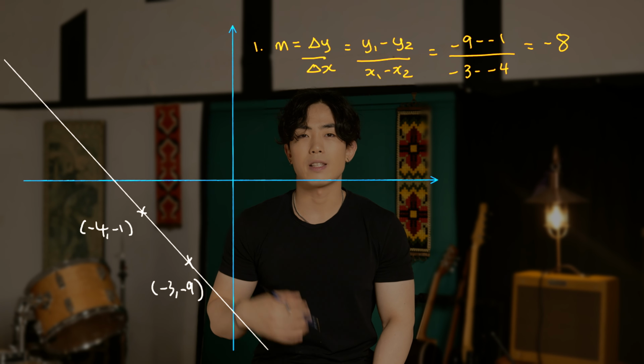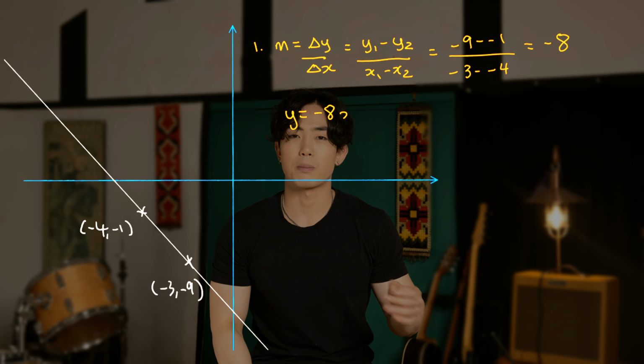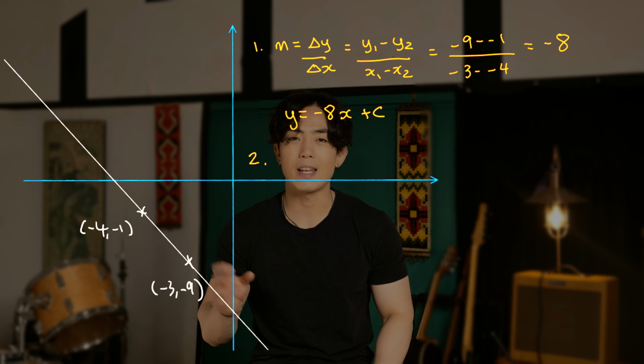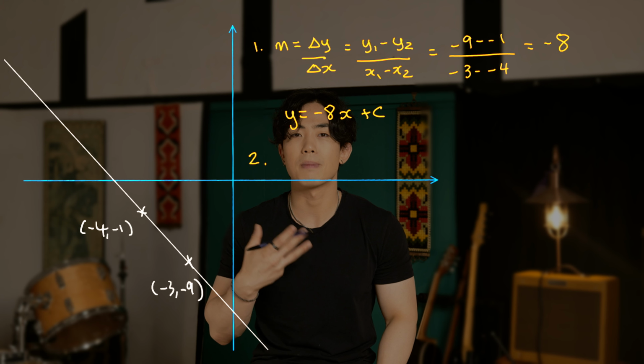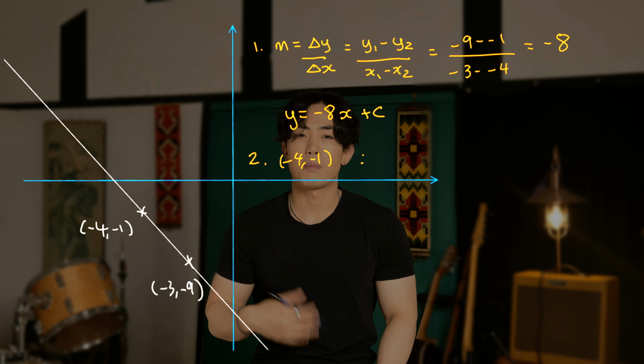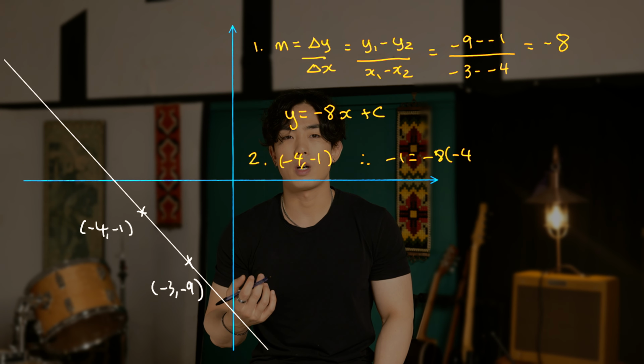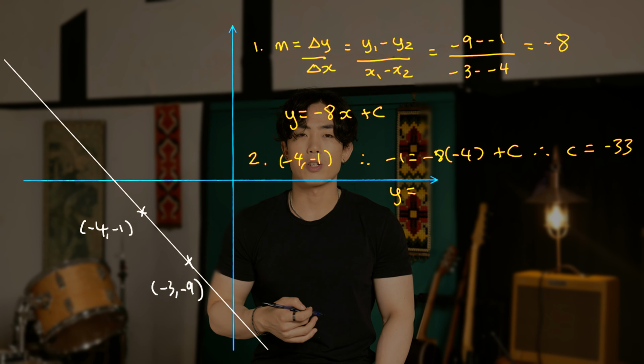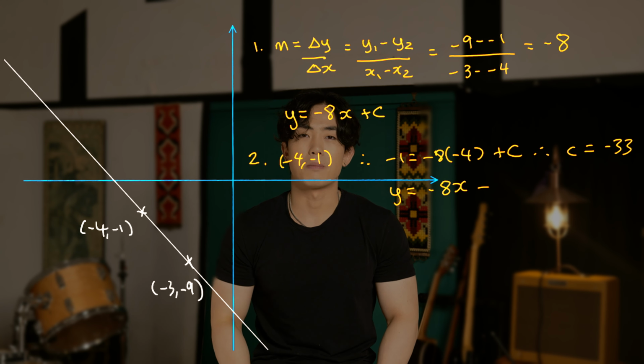So we can plug that in saying y is -8x plus c. Now we just have to find the c value. We can do this by plugging any of the two coordinates into it, okay? So it doesn't matter which one you want to plug in. I'm going to plug in this (-4, -1), and I get a c value of -33. So the final equation will be y is -8x minus 33.